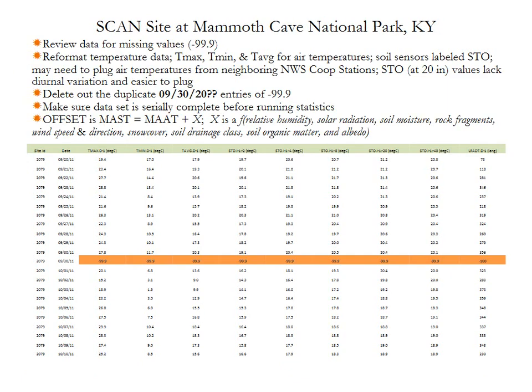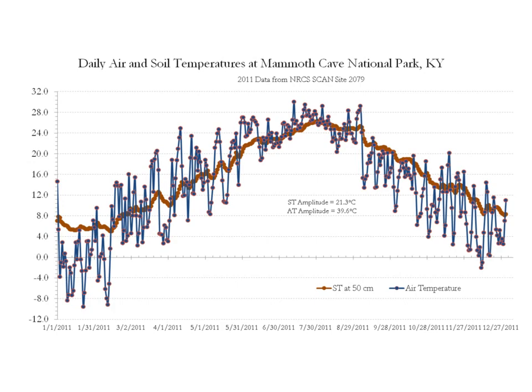A few other items in working with SCAN data. Maybe some of you are familiar with that already, maybe some are not. Be careful with the SCAN end-of-hydrologic-year duplicate record. There's the -999, highlighted in orange here, so you need to delete that when you get going. Let's take a look. Here is the calendar year for 2011, and we're looking at daily air and soil temperatures at Mammoth Cave.